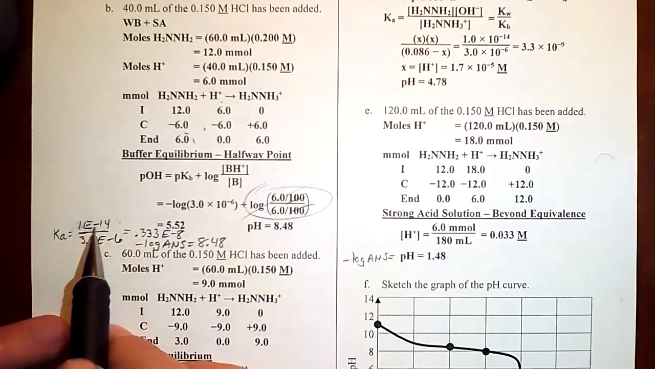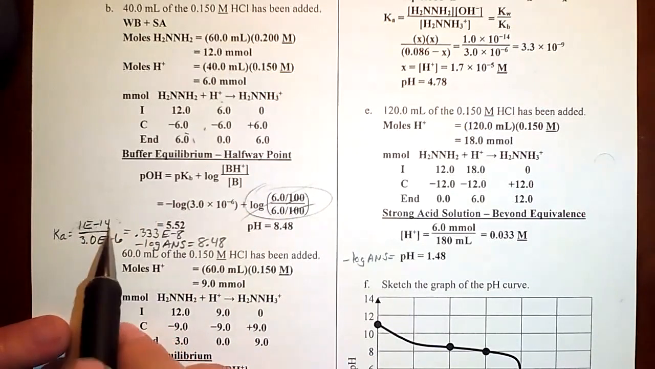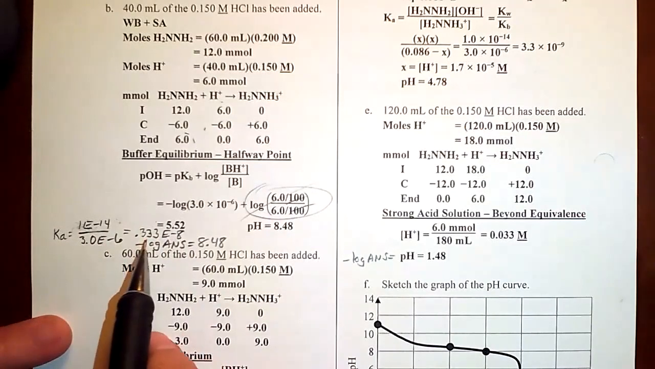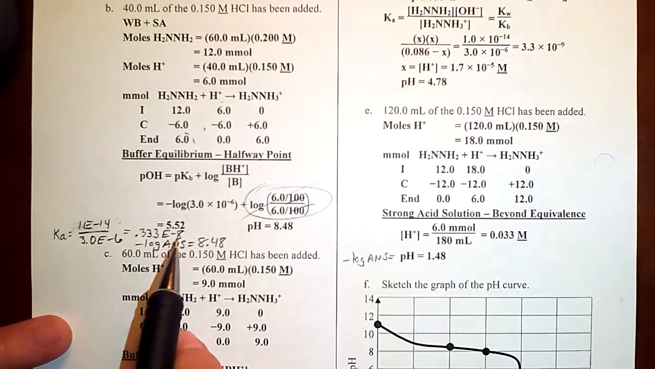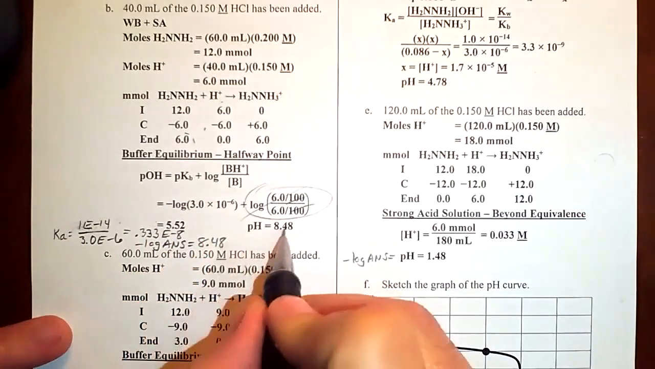Well, Ka is Kw over Kb, which is this, and you can do that in your head because this turns into E negative 8, and 1 over 3 is 0.333. And I know that's not in standard form, but it doesn't matter. It's still a true fact. Negative log of that will be pKa, and that is pH, and look, we got the same thing.